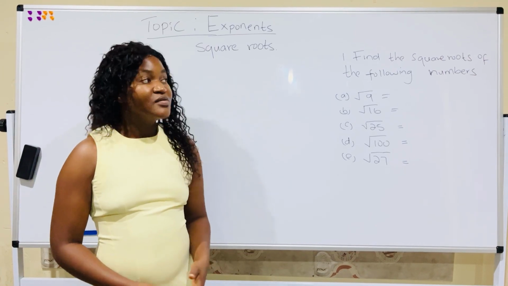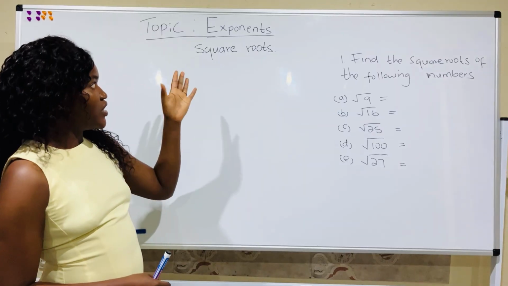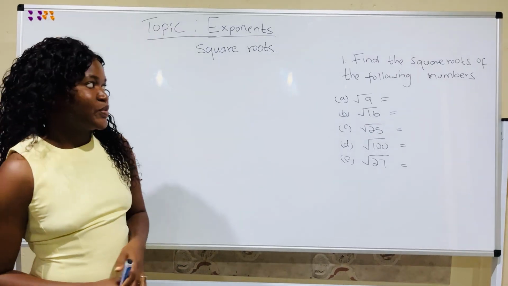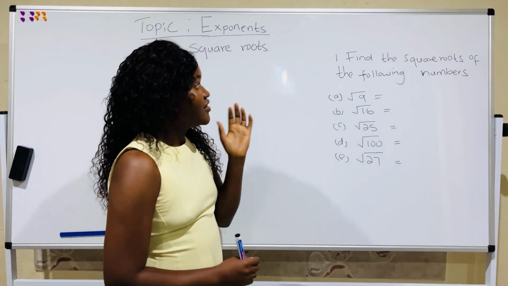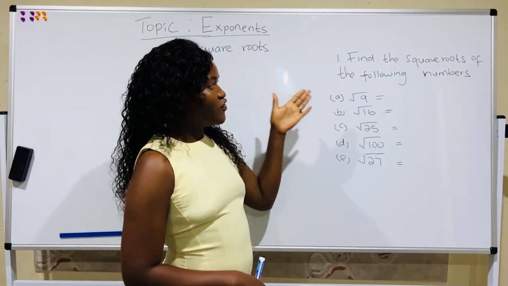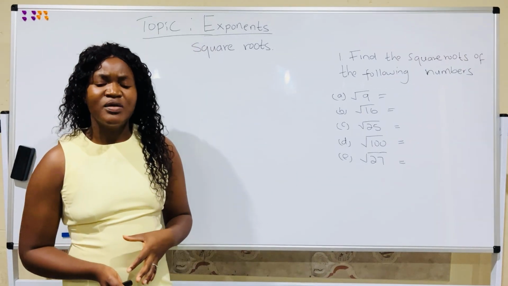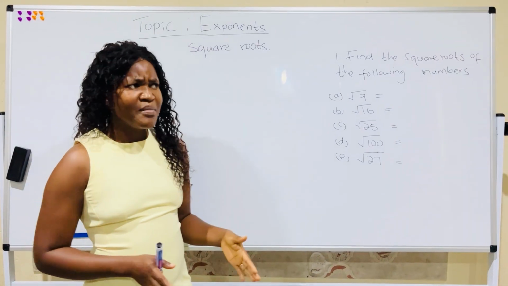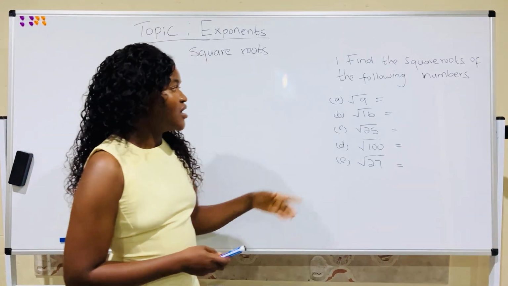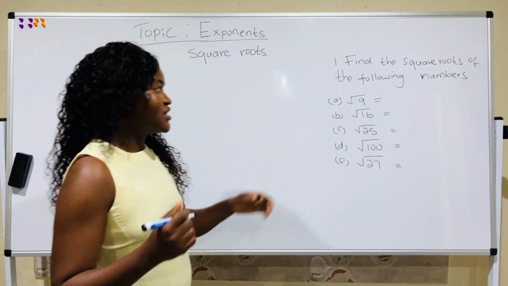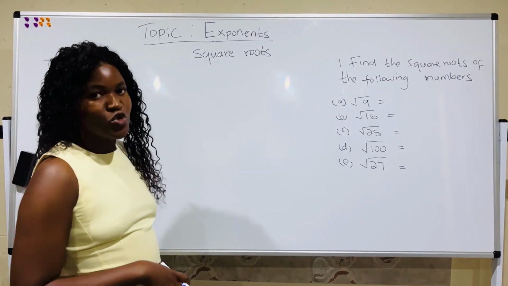Hello everyone. Today's lesson is on square roots, under the topic of exponents. So now in this question, find the square roots of the following numbers. A square root is basically a number that multiplies by itself to give the original number. So without wasting any time, the first one is the square root of 9.